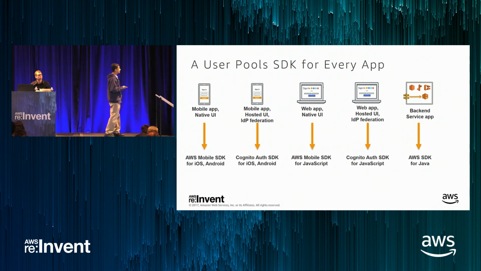If you have a web app with a native UI, you would use the mobile SDK for JavaScript. If you're okay with the Cognito hosted UI, like I said, it's a much lighter weight and simpler SDK there, and we call that the Cognito Auth SDK. And similarly, even for a web app where you want to use the hosted UI, you just use the Auth SDK. On your backend side, if you want to call Cognito APIs, there's the usual AWS SDKs for all the languages. It's obviously not just Java, it's all the languages that you would want. So we've got you covered in terms of accessing the APIs and functionality of Cognito depending on what kind of app that you're building.